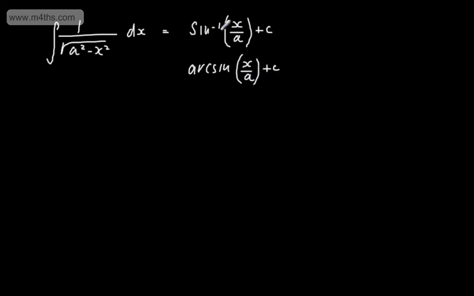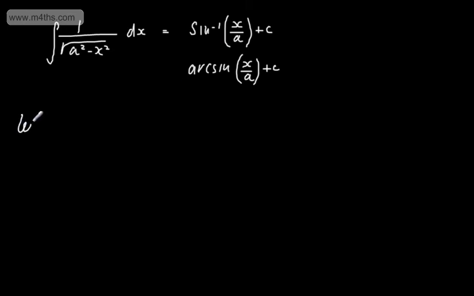Depending on which course you're doing or which textbook you read, these are the standard results for the integral of 1 over the square root of a squared minus x squared with respect to x. So let's go ahead and look at how we found this standard result.